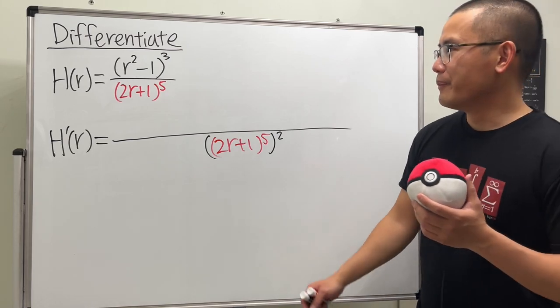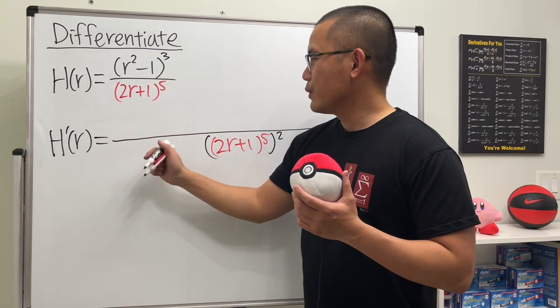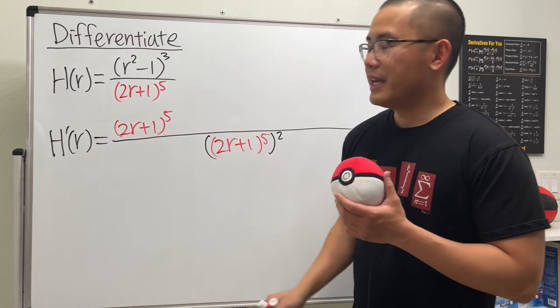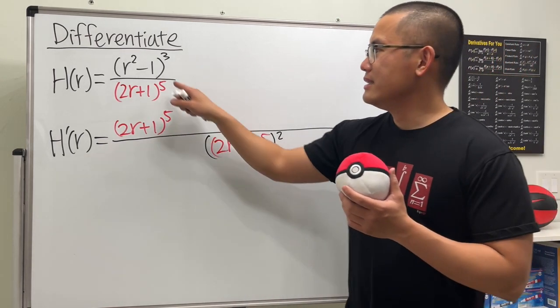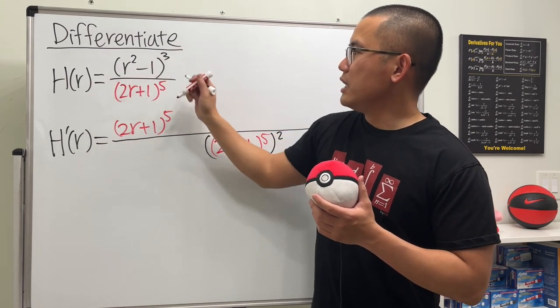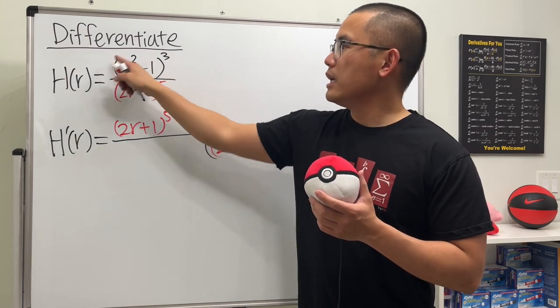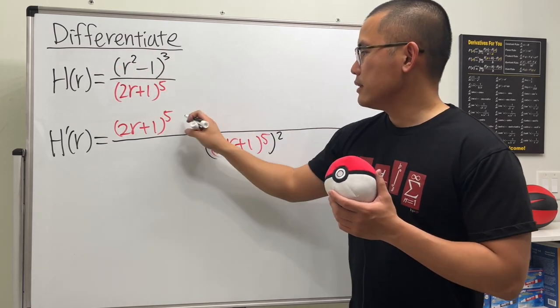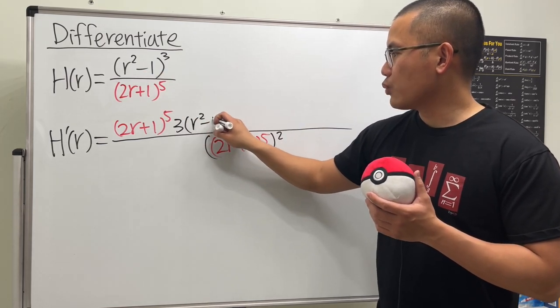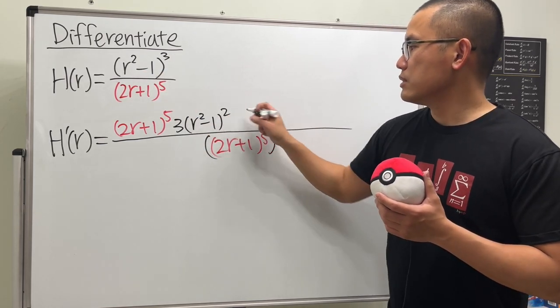Now for the quotient rule, we are going to put down the bottom function. So it's (2r + 1) raised to the fifth power. And then we are going to multiply by the derivative of the top. So just focus on this. To take the derivative, we do the power rule first, right? Bring the 3 to the front and then minus 1. So it gets 3, and we keep the inside, which is r squared minus 1, and then 3 minus 1 here, which is 2.